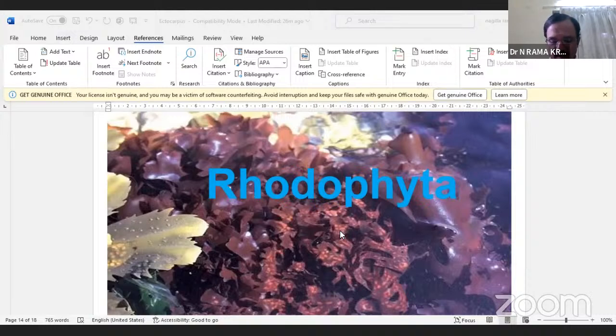The reserve food material is Floridean starch. The sexual reproduction is of the oogamous type. Male cells are spermatia, carried by water currents to the trichogyne of the female cells. The carpospores germinate to produce tetrasporic diploid plants. So these are the general characters of Rhodophyceae.